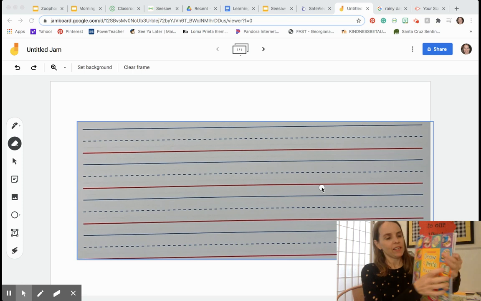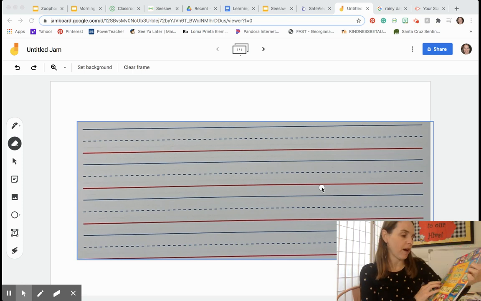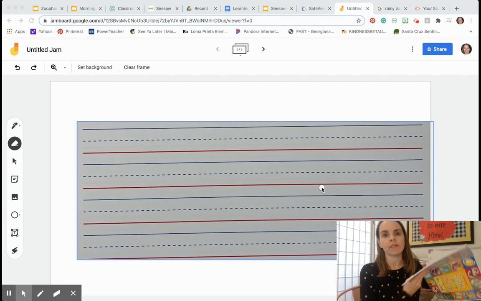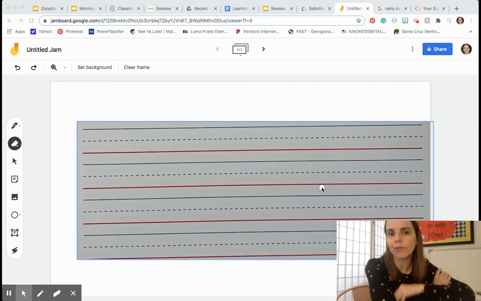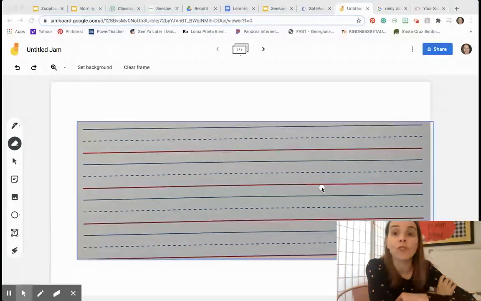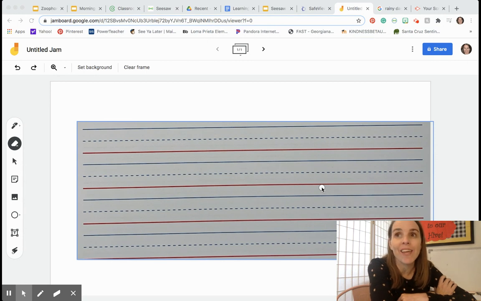Today we're going to be writing in our journals, and you're going to be writing to answer this question. What do you like to do in the rain or the snow? So think of something you like to do in the rain or the snow. For instance, you might say, in the snow, I like to make a snowman. Or in the rain, I like to splash in puddles. Choose one to write about.